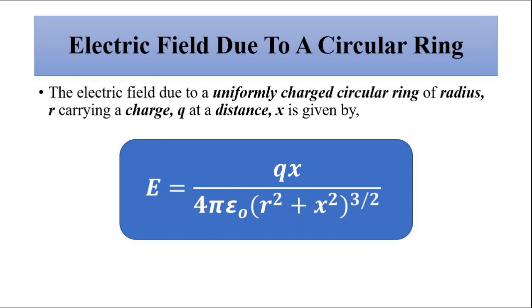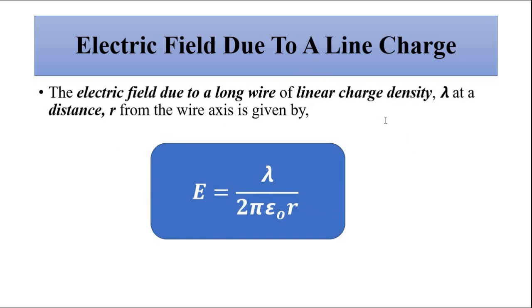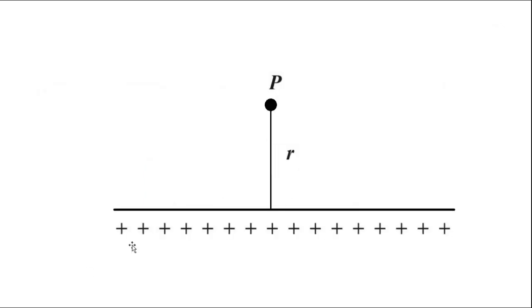Next is electric field due to a line charge. Let us say we have a long wire of linear charge density lambda. Linear charge density means lambda coulomb per meter. This charge is distributed uniformly over each unit length. The value of lambda can be anything; lambda can be 1 coulomb per meter, 2 coulomb per meter, like that.